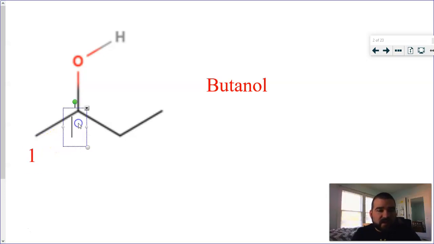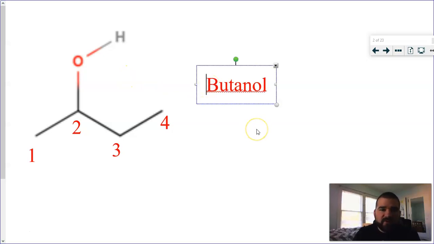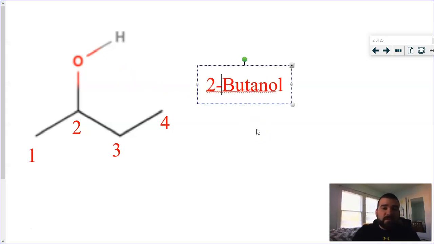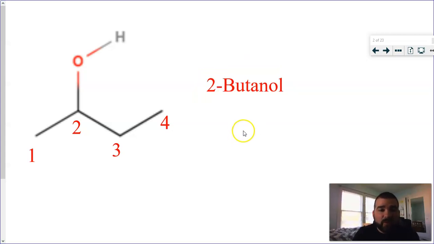This is carbon number 1, that is carbon number 2, that's carbon number 3, and that's carbon number 4. You can number them starting at either end, but you number them so that the functional group has the lowest possible number. I could do 1, 2, 3, 4 like I did, and the alcohol is on carbon 2, or I could have numbered backwards, and then the alcohol would have been on carbon 3. So 2 is lower, that's the way we want it. Instead of calling this just butanol, we're going to call it 2-butanol.